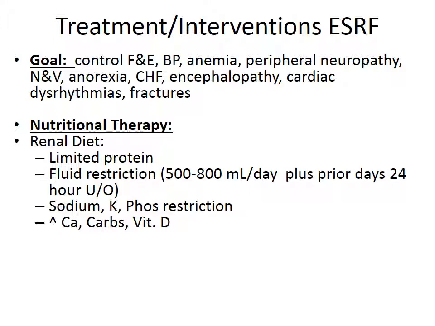Nutritional therapy is aimed at a renal diet which limits protein, possesses a fluid restriction of 500 to 800 milliliters a day, plus the prior day's 24-hour urine output. So if the patient has 400 cc's of urine output the prior day, then you add 500 to 800 milliliters of fluid, and that would be their fluid restriction for that day. Sodium, potassium, and phosphorus are also restricted in their diet, and you want to increase their calcium, increase their carbs, and increase their vitamin D.